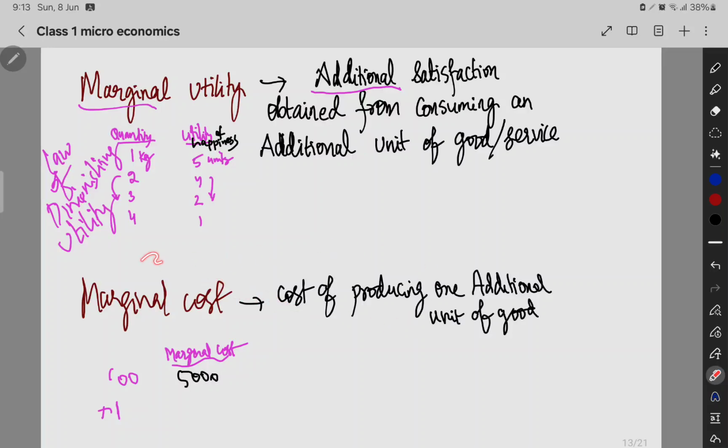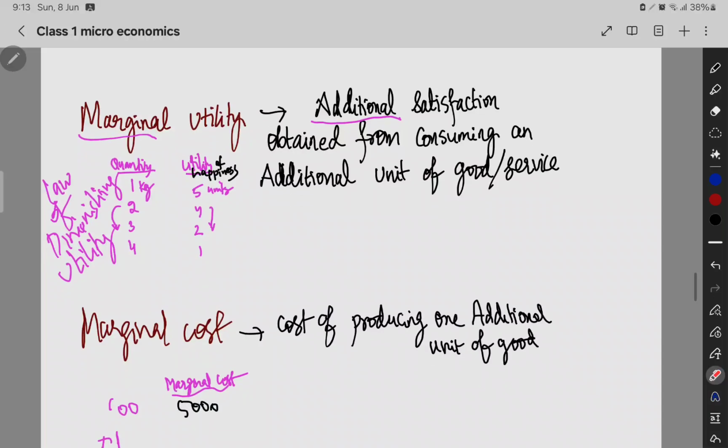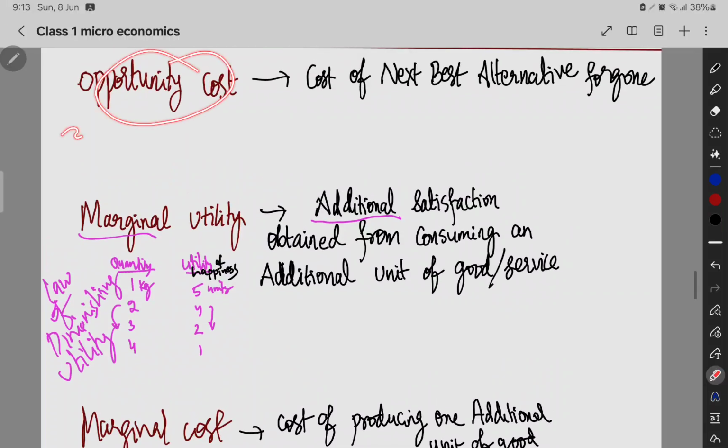So this is nothing but the additional cost for producing an additional good or service. Now you know marginal utility is additional satisfaction, marginal cost is the additional cost for producing an additional good, and opportunity cost is the cost of the best next alternative foregone.